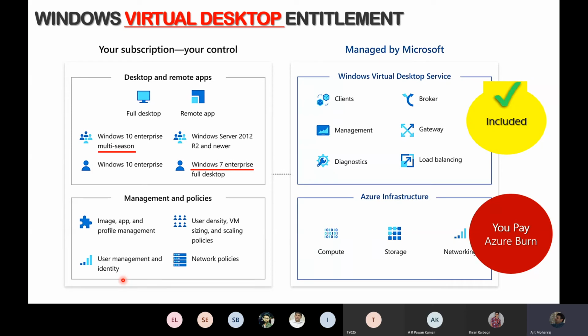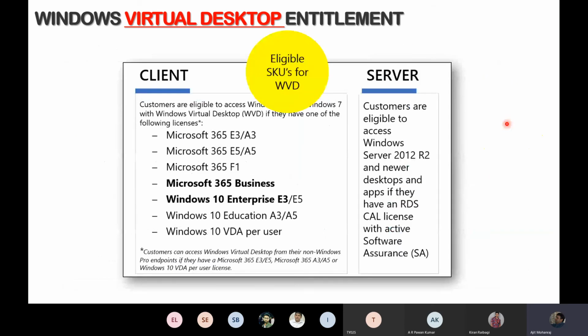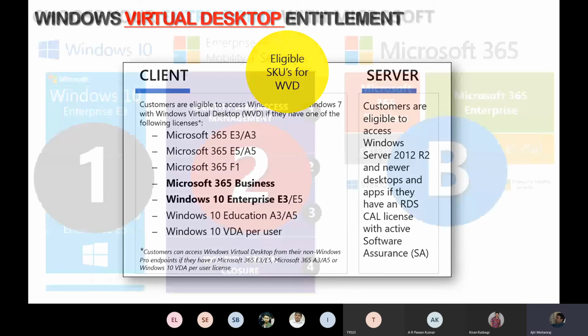You can actually spin up Windows virtual desktops in the cloud. What you pay for is the burn of those VMs, but what you don't pay for, and is already included in your license, is a virtual desktop orchestrator. These are the other SKUs that, if you have them, you are eligible to spin up Windows Virtual Desktop. So it's a great little feature there, right?